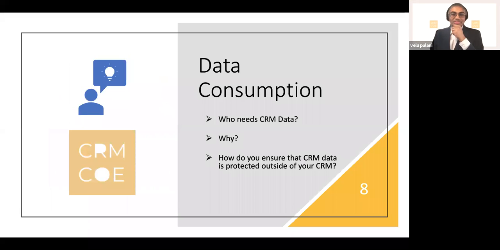Thank you. So this is our last question. We have 3 minutes left. Data consumption. This is always input versus output, right? I come from a traditional technology, computer science background. There is an input, process, output. We are producing a lot of data.